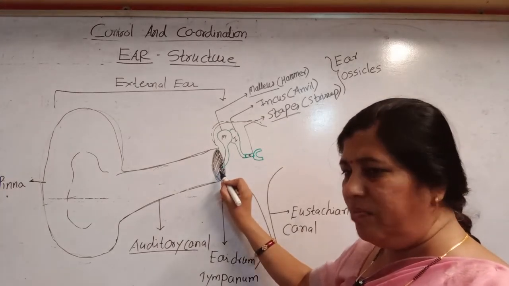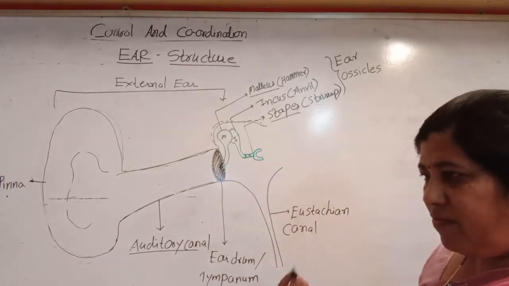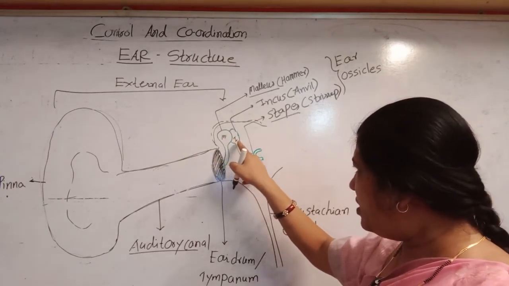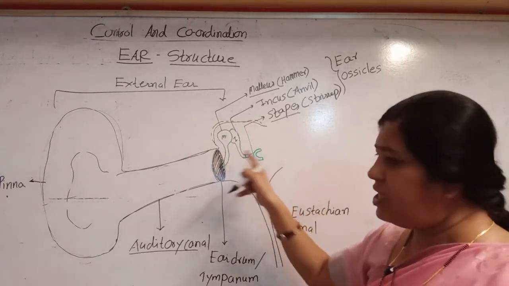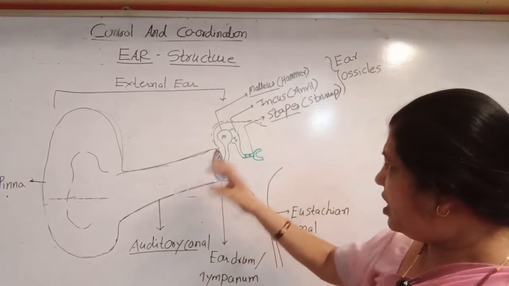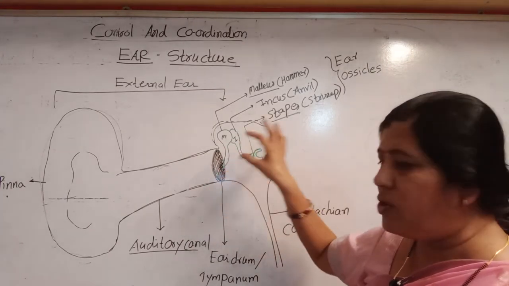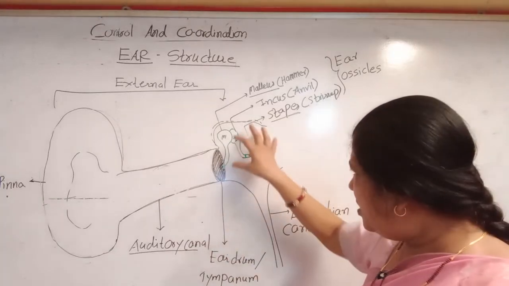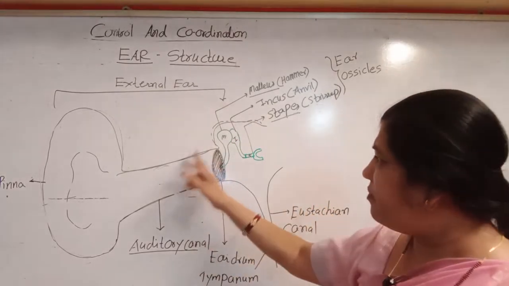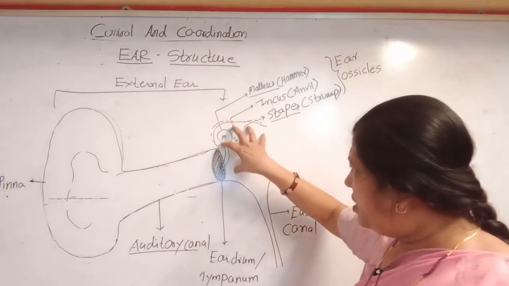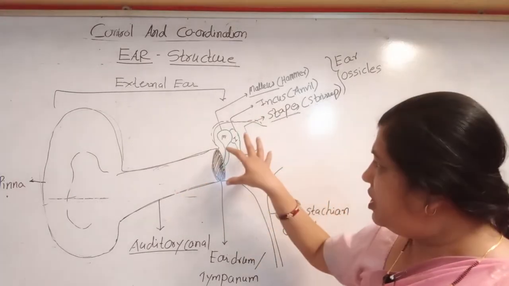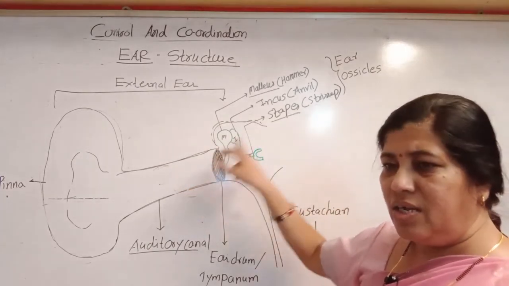When the eardrum receives sound waves, it vibrates. Then those vibrations are transmitted to malleus, from malleus to incus, and from incus to stapes. So what is the function of these three ear ossicles? These three ear ossicles vibrate after receiving sound waves from the eardrum, which means they amplify sound waves coming from the external ear. And these three ear ossicles transmit sound waves from the external ear to the inner ear.